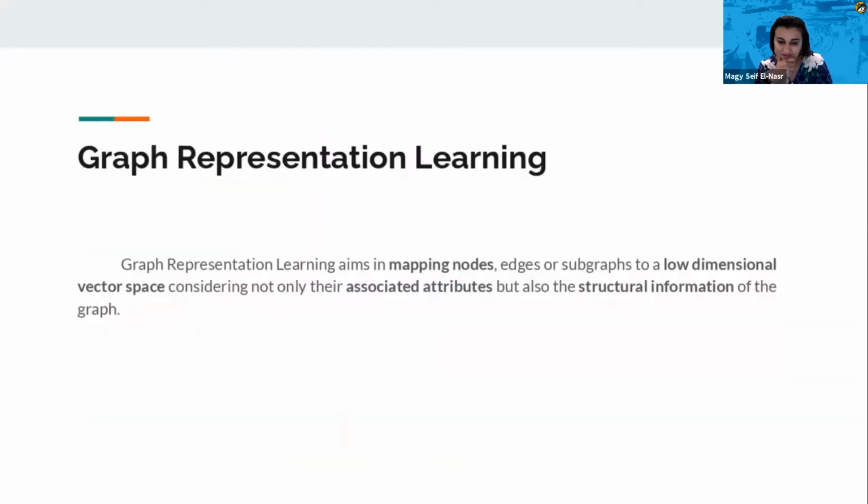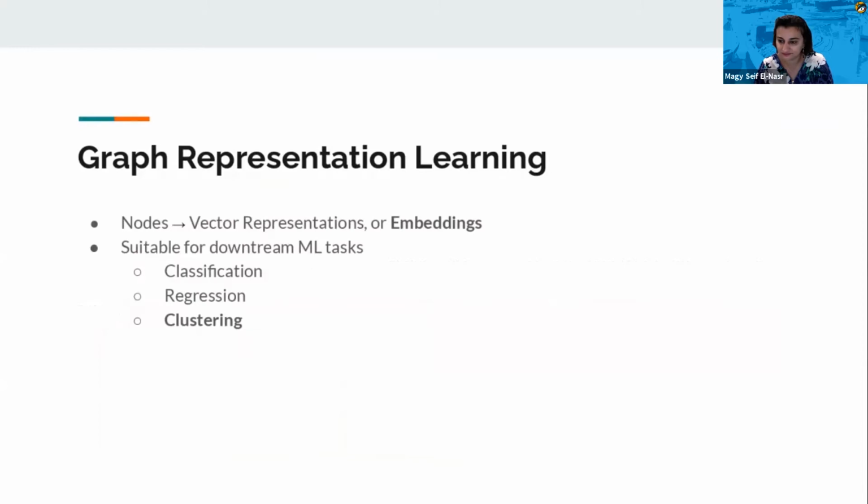Graph representation learning aims at mapping graph nodes to a low-dimensional vector space, considering not only their associated attributes, but also the structural information of the graph it belongs to. With these vector representations, which we call embeddings from now on, it is possible to feed the transformed data to downstream machine learning methods for tasks such as classification, regression, and clustering.